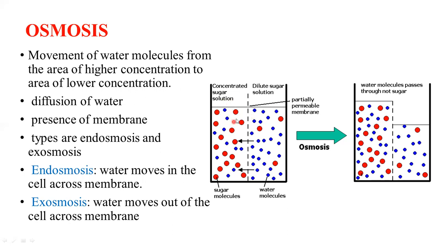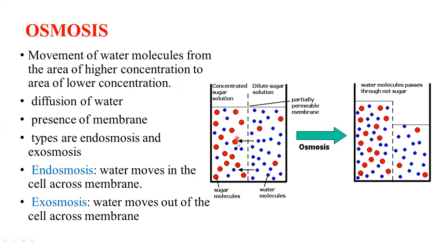So in this system, the left side has a concentrated solution. It means that there is a larger number of sugar molecules, so it is a hypertonic solution, while the right side is a dilute sugar solution. It means that there is a lesser concentration of sugar, so it is a hypotonic solution. So the concentration of water is more on the left side and lesser on the right side. That's why the water will tend to move from its higher concentration to lower concentration along the concentration gradient, or down the concentration gradient.